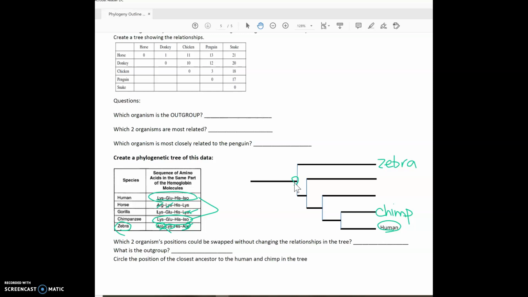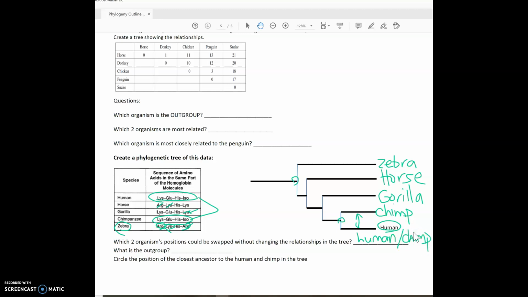We said that the gorilla only had one difference, so it makes sense for the gorilla to go here. The horse had two differences, so we're going to put the horse here. So this would be our tree. Now, which two organisms' positions could be swapped? That would be the human and the chimp. Because remember, this node can actually pivot. This could be flip-flopped. Human and chimp, it's just kind of random that we put them that way.